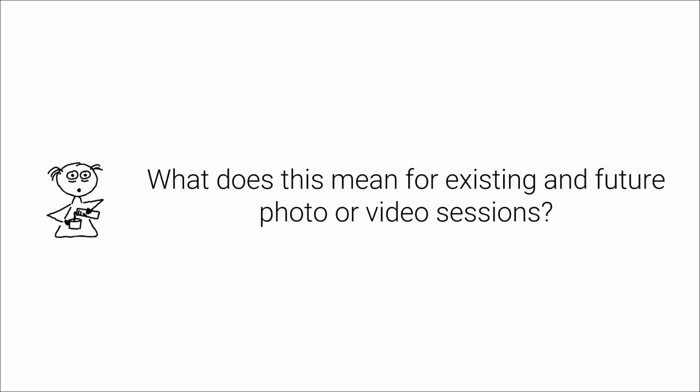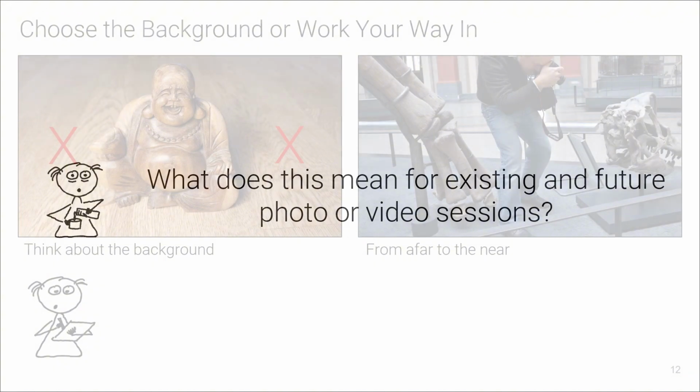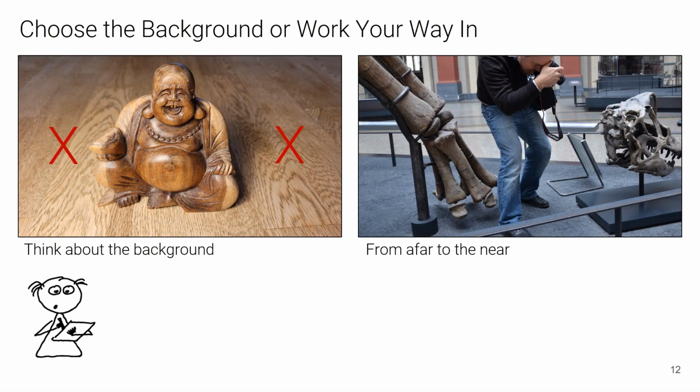So, what does this mean for existing and future photo or video sessions? First, if you have the opportunity to choose the ground or background of the object yourself, then go for something single-colored without texture. Secondly, if you don't have the opportunity to decide, then slowly work your way from the outside towards the inside. Then you will have the context of the object and also the necessary density of features for a detailed model.